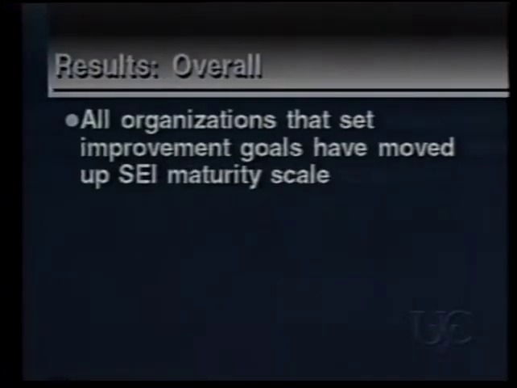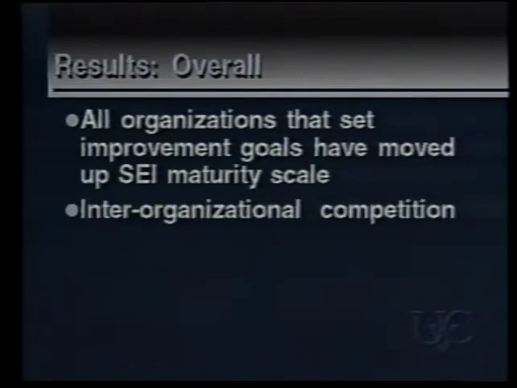So let's talk about what the results have been. Overall, every organization in the company that has set improvement goals has moved up the SEI's maturity scale. This is really exciting. We found that this is due both to the assessments that are going on, obviously, to the interest in them, but also to the fact that we have seen a lot of, let's call it healthy, inter-organizational competition. Now we in the software practices group will never talk about what number or what level a particular organization was assessed. But if members of that organization want to talk about it with people in other organizations, that's fine.